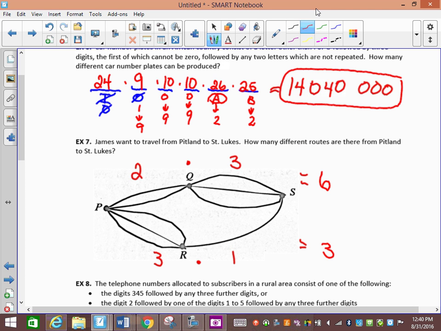So you add them. You put it there. And it's or. So that's 9 times 4. Whenever you use the word or, it's add. Whenever you use the word and, it's multiply.